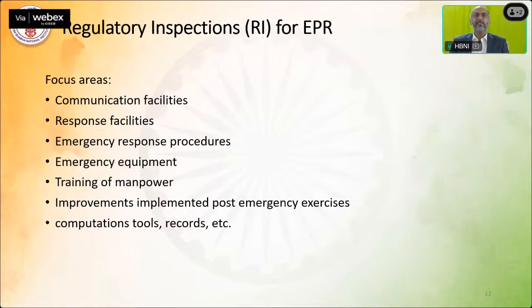The response facilities identified as the plant emergency control center, onsite emergency control center, and offsite facilities that are identified for any response depending upon the phases of emergency, the readiness of all of these facilities is inspected. We also check the emergency response procedures, how they are maintained and updated, the equipment available for onsite emergency response, and the training of manpower for emergency handling. We also look into the improvements that are being implemented based on the periodic exercises. I will talk about the exercise program that an NPP maintains in the next couple of slides, and also computation tools, records, and how they are maintained. All of these areas are the focus areas that go into the regulatory inspection program of AERB.